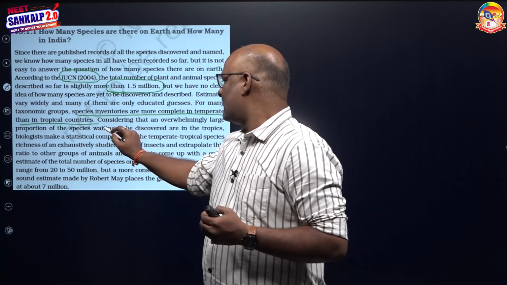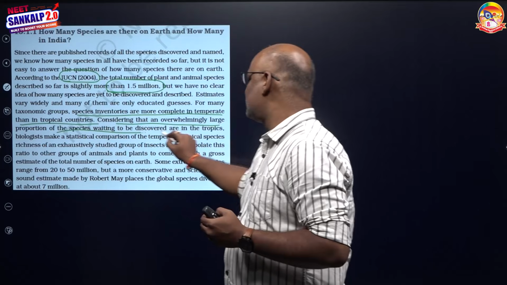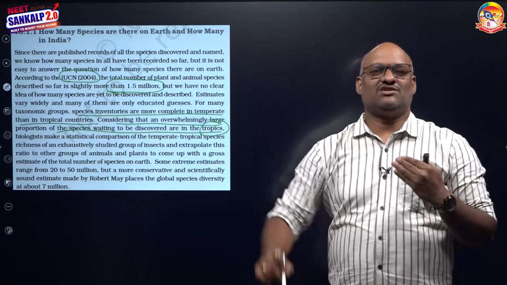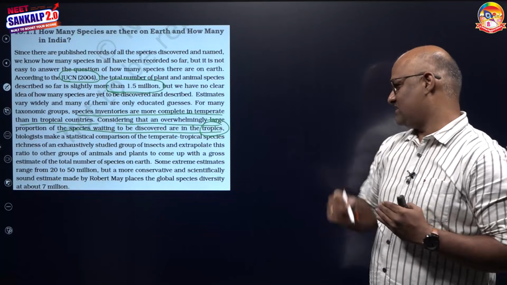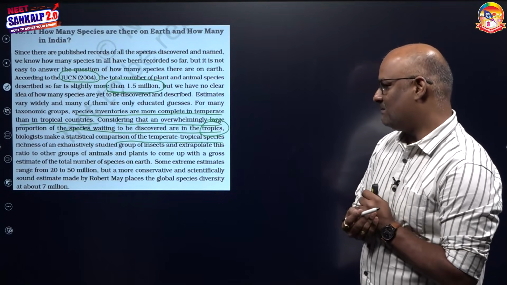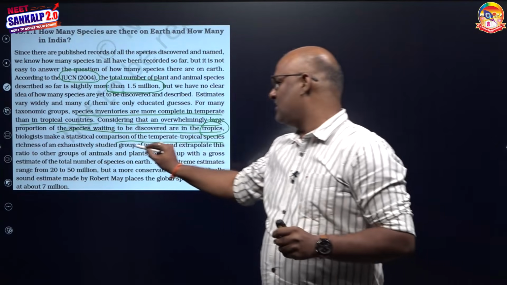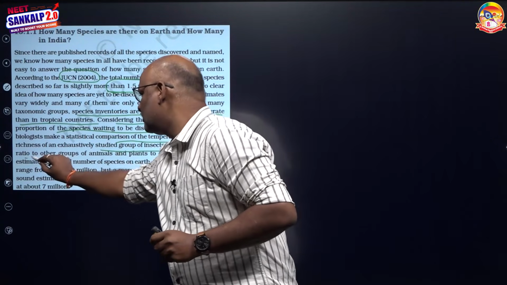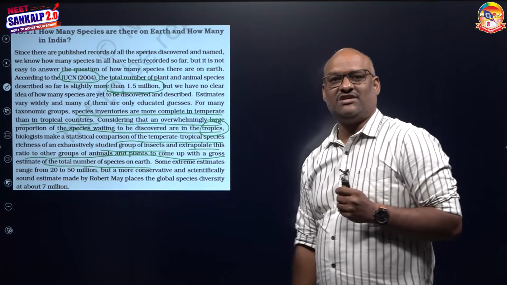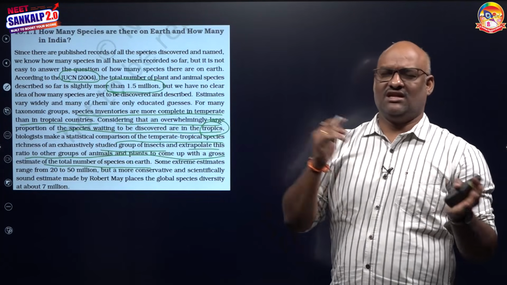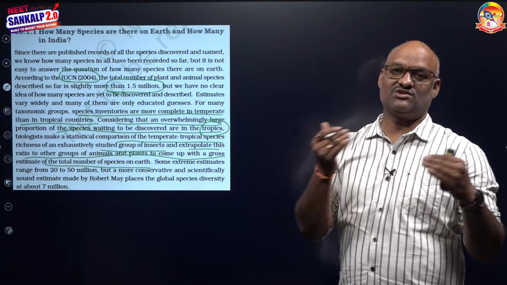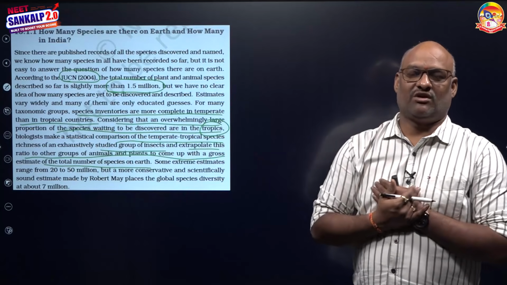Now, considering that an overwhelmingly large proportion of species is waiting to be discovered in the tropics, because tropics have huge diversity, it takes time for new species to be discovered in the tropics. Then biologists make a statistical comparison of temperate and tropical species richness of an exhaustively studied group of insects and extrapolate this ratio to other groups of animals and plants to come up with a gross estimate of the total number of species on the earth. If new species have been discovered, they will compare them with the total number of insects present and then extrapolate these numbers to the different species present in the temperate and tropical regions.